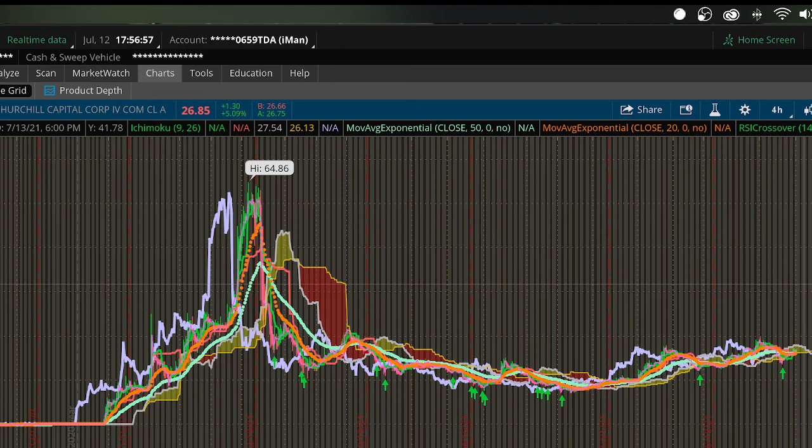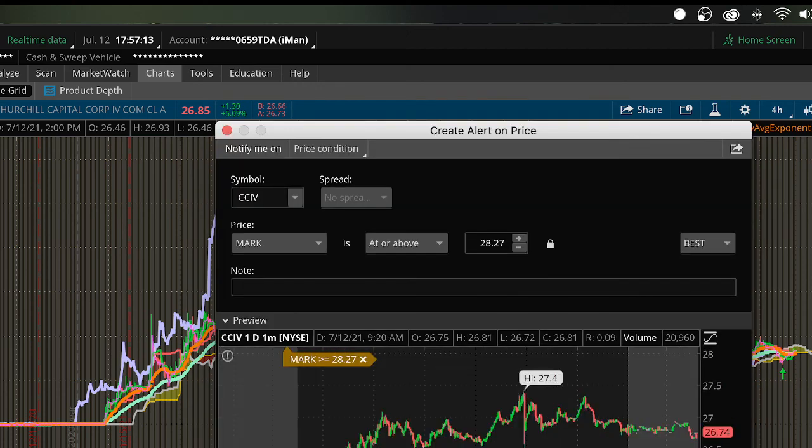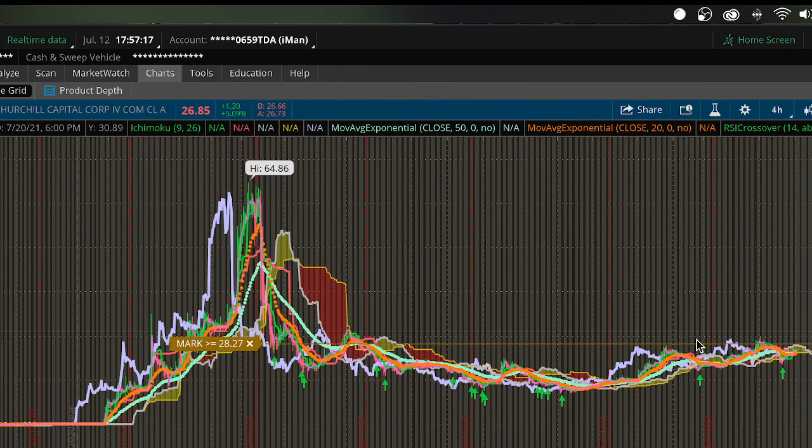But you can see what's up with this resistance here, from 28 all the way to 40. Price target could be around 36 for me. If it breaks 28, I think we should all set some alerts on this one as well, to be long on CCIV. But I'd also beware, if it hits 28, it might come right back down.